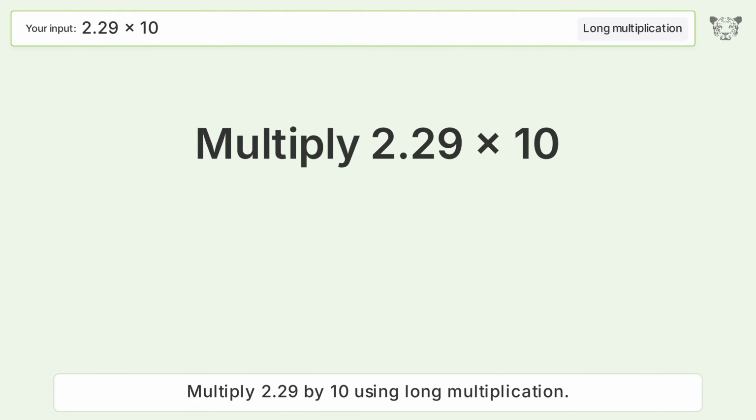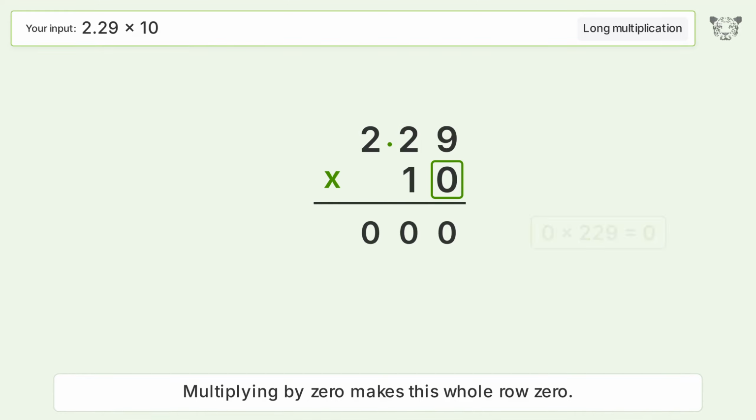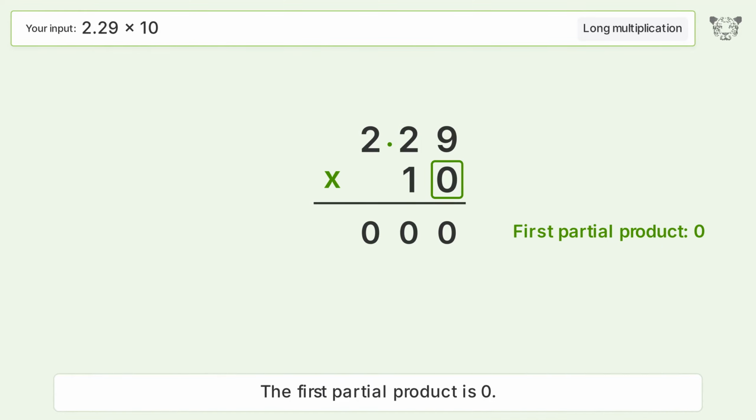Multiply 2.29 by 10 using long multiplication. Start with the ones digit, 0. Multiplying by 0 makes this whole row 0. The first partial product is 0.